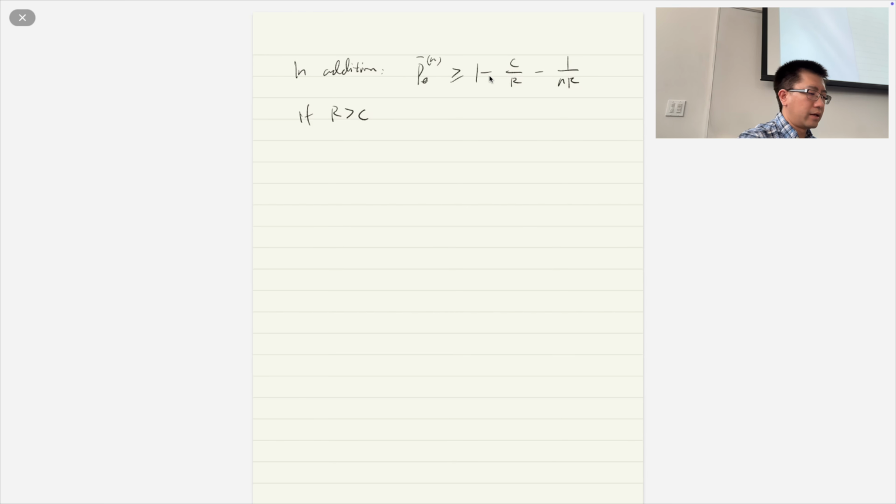And then this is always a positive number, right? So this is always bigger than 0 for all n, okay? Then that conflicts with our requirement, right? Therefore, R bigger than C is not possible, right? So that comes back to our original argument, right?